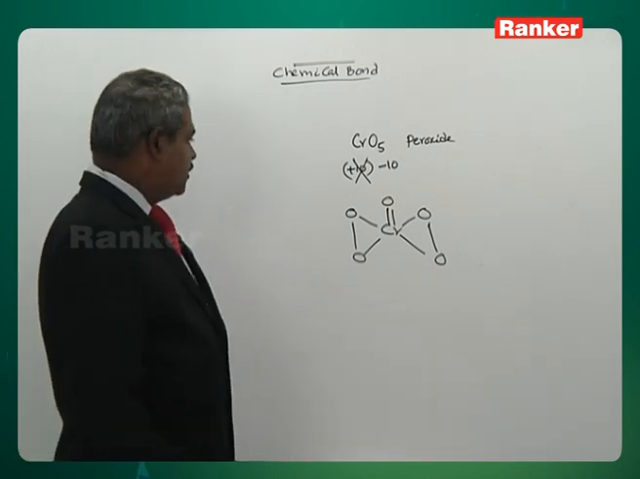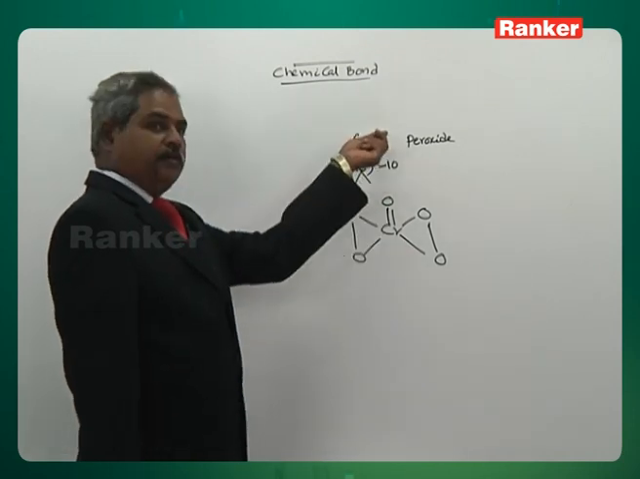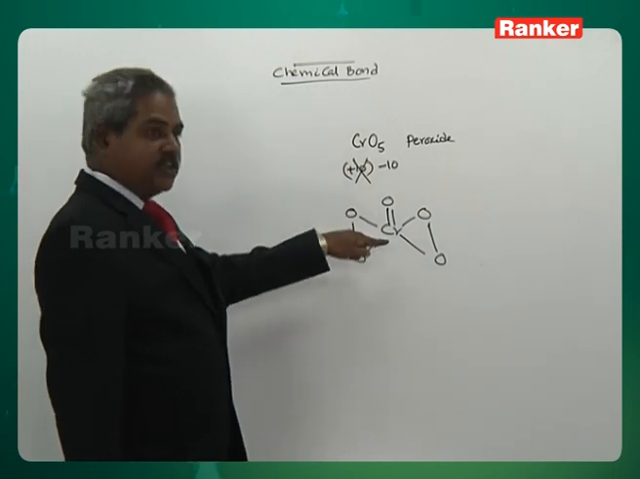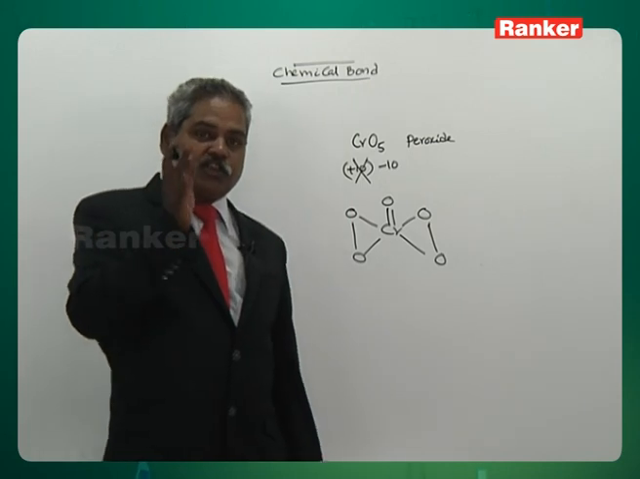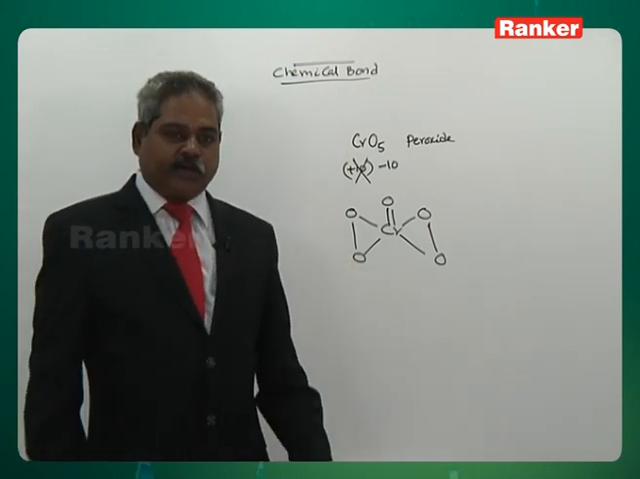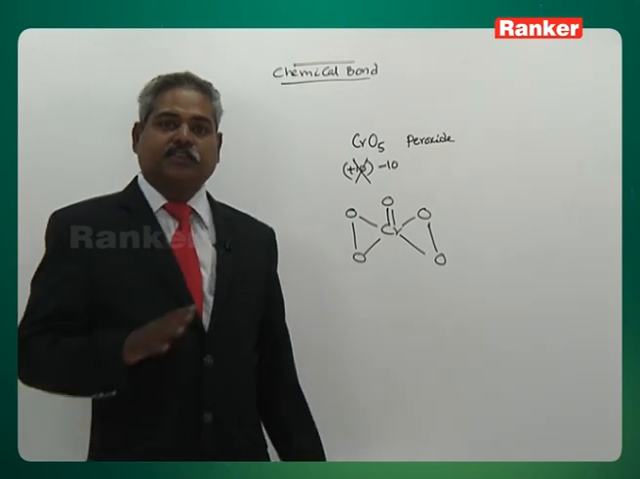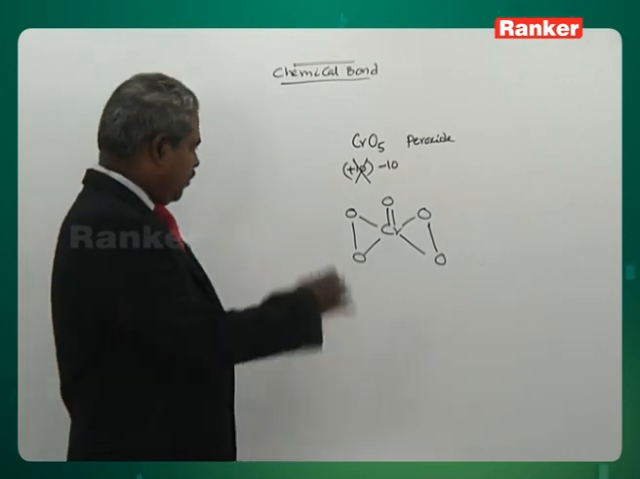Many books draw the structure first and teach you oxidation state like this. But that is not the way. It should go from oxidation state to structure, not from structure to oxidation state. If that is the case, how many structures can you remember? That's why people think chemistry has a lot to memorize, whereas there is not at all. That's not true. Follow a principle.